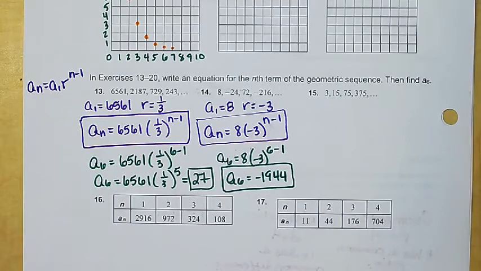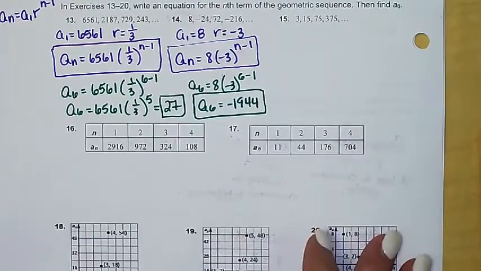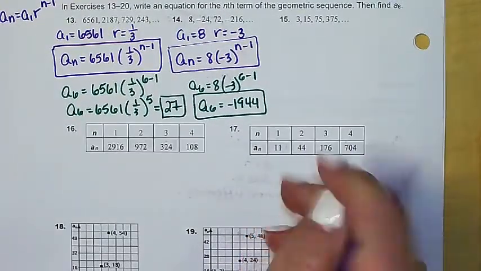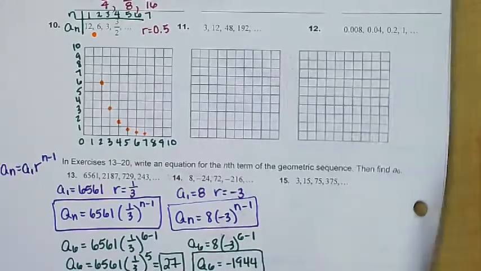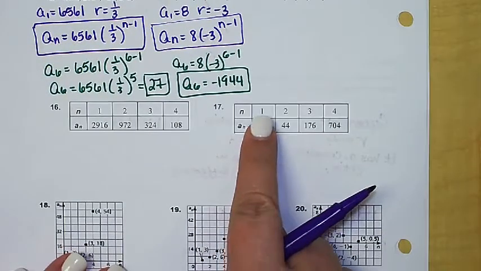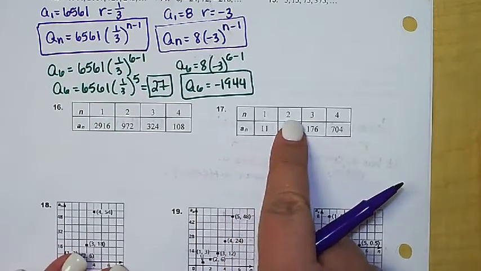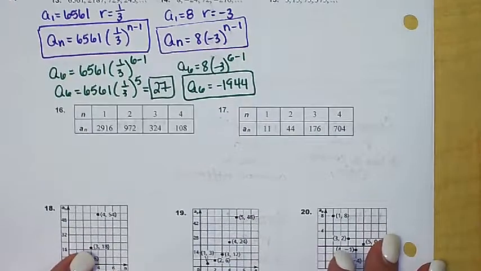Let's do number 17. Let's do one more. We'll do 17 here. And that's off of a table, but that really doesn't make a difference. That's just a different way of organizing the same sequence. What they're doing here is very similar to what I did up here to make a table so we could graph it. It's the same idea though. N is the position of the value, and this is the x. So the first term in the sequence is 11. The second term in the sequence is 44. The third term in the sequence is 176, and so on.